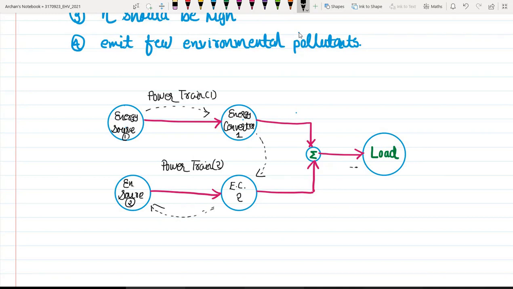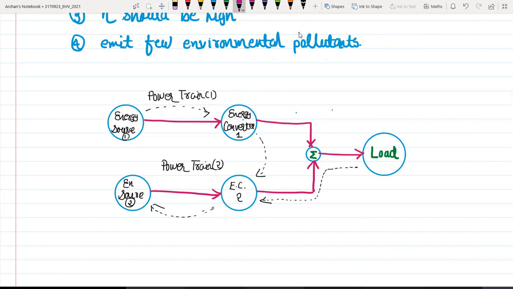So what will happen whenever braking has been applied? At that time, whatever kinetic energy is there, that kinetic energy will be fed back to this energy converter, and finally it will go to the energy source. Okay, so this will be our energy source, right?